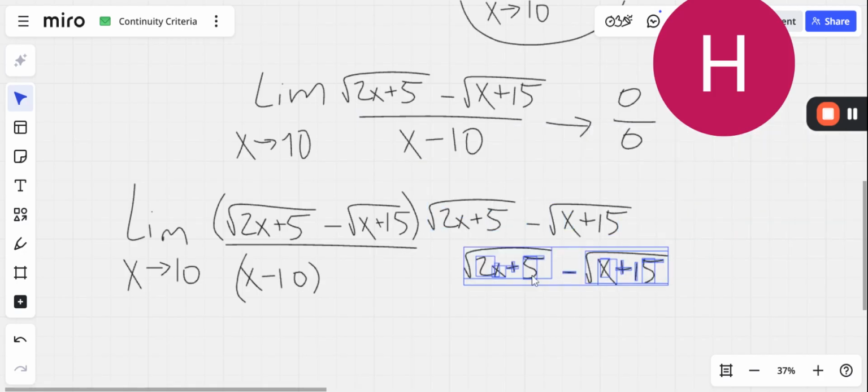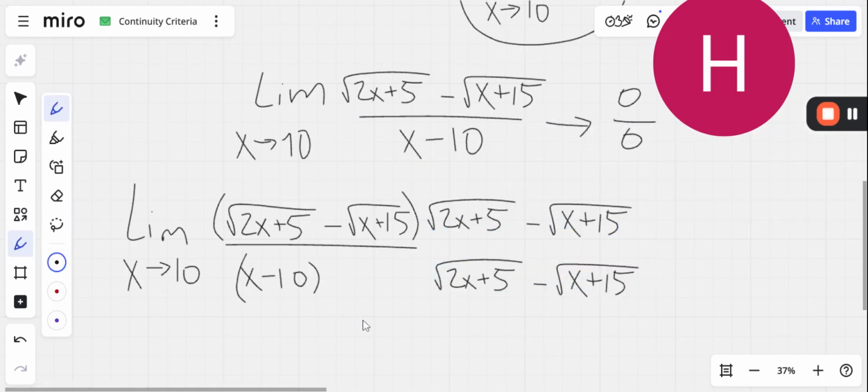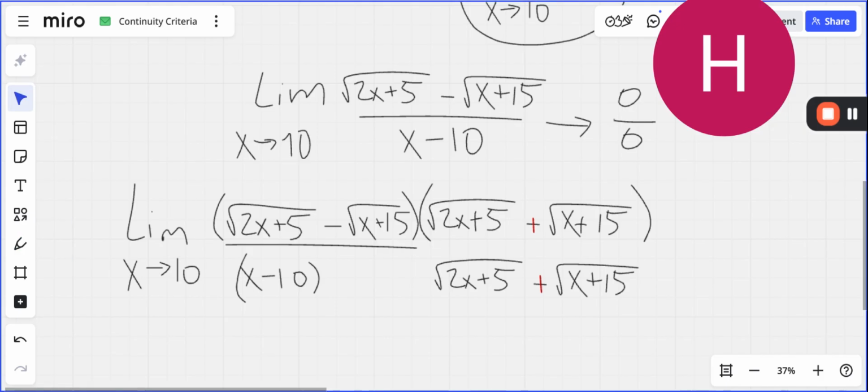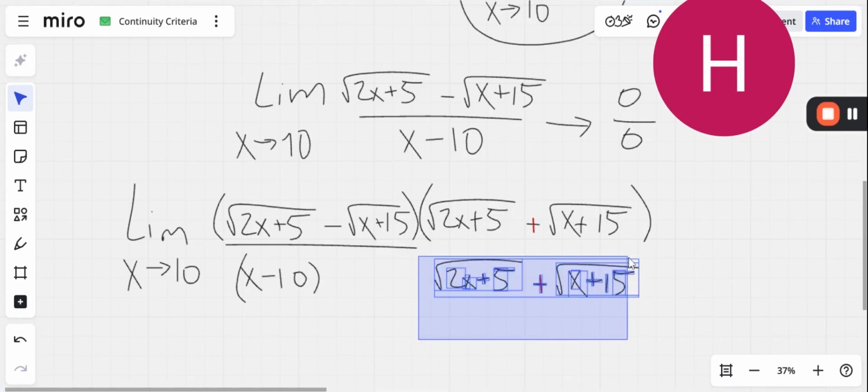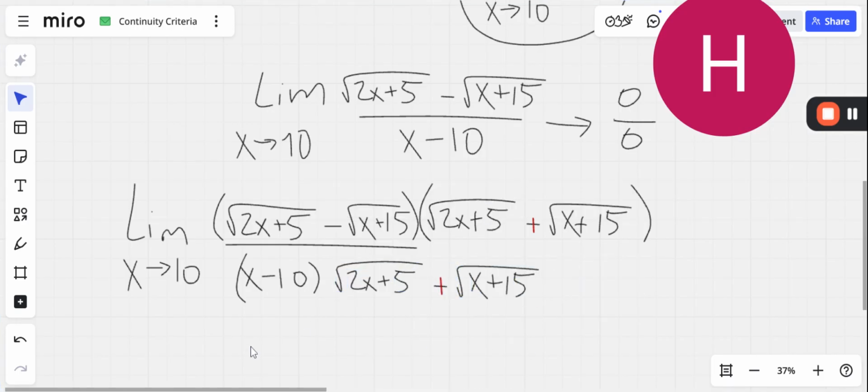The difference is that our conjugate has a different sign in the middle, the opposite sign in the middle. So that's not taking the insides of the square roots and making it 2x minus 5 and x minus 15. That is not the conjugate. The conjugate means that we have the opposite symbol in between the square roots. So the conjugate will be square root of 2x plus 5 plus square root of x plus 15.